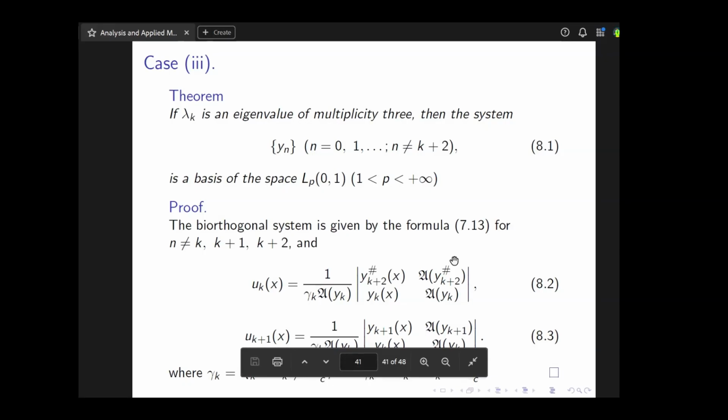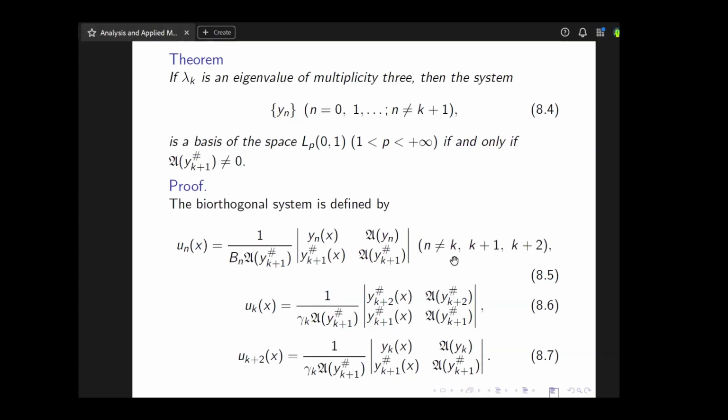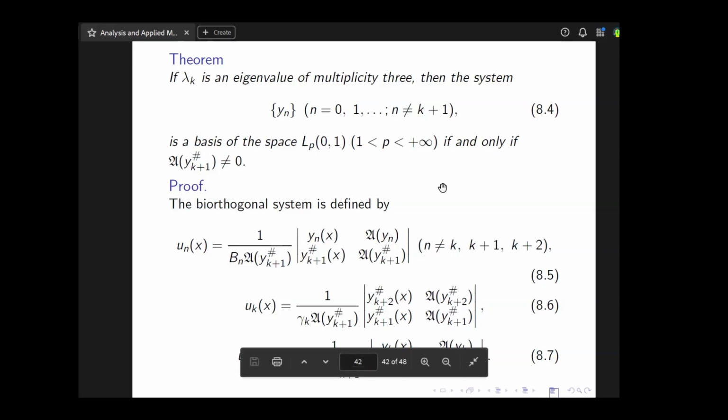This was also noted by Professor Shkalikov in his 2019 paper in Differential Equations, that when you remove the second associated function, but you keep the first associated function and the eigenfunction, it is a basis. But when you remove the first associated function, keep the second associated function and the eigenfunction, then it is not always a basis. There is a necessary and sufficient condition. The biorthogonal system is defined in this form.